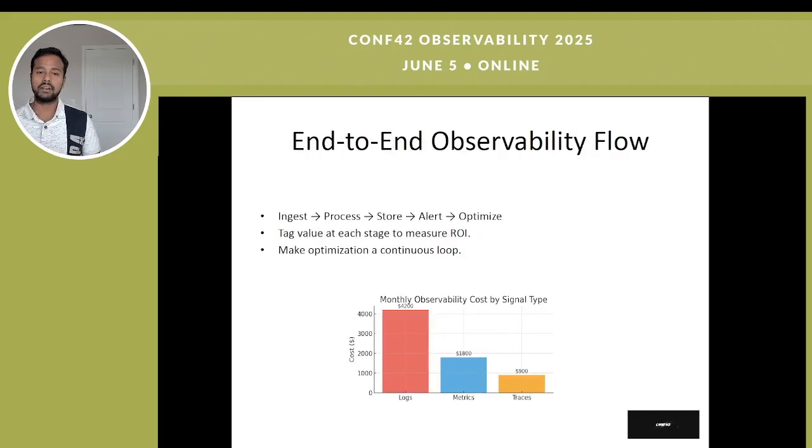Like we discussed, the end-to-end observability flow looks something like this. You start with ingesting the data, then you process it and either aggregate it or filter it, then you store it and you alert on it and then optimize on it. It's important to tag a dollar value at each stage to measure the ROI of doing each of the steps. And this is essentially a loop where you iterate to make sure that you're within your budget and also getting the most value from your data.